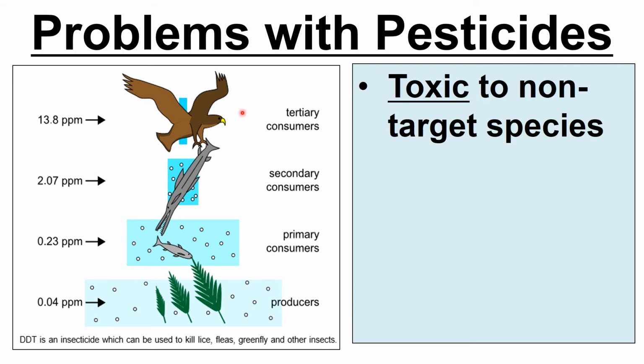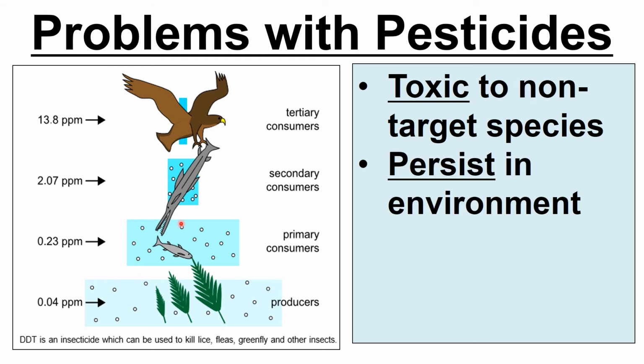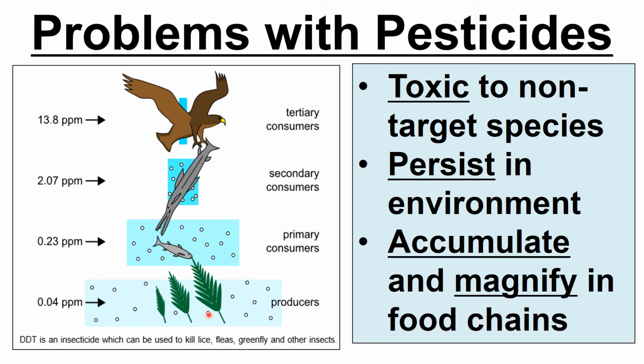The problem is you might be using it to target and kill greenfly or something else which is affecting your crop. However, it's going to have an effect on other living things within the food chain, and you can see that particularly towards the top of the food chain. So it's toxic to non-target species. Also, they can be non-biodegradable, so they'll persist in the environment for a long time. So DDT is now banned.